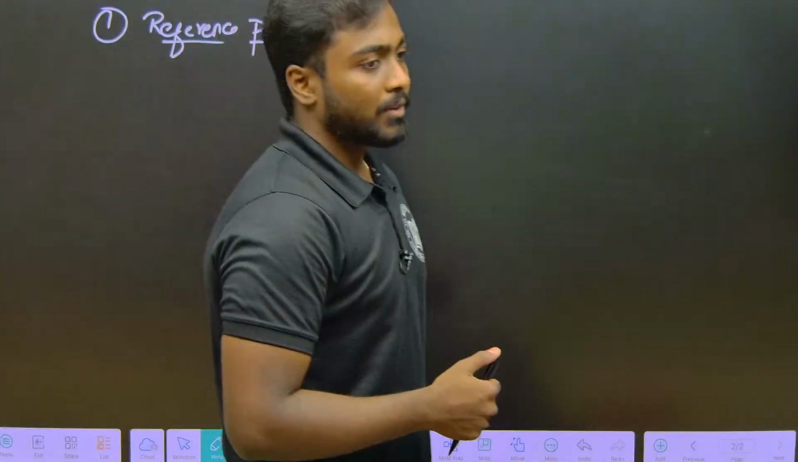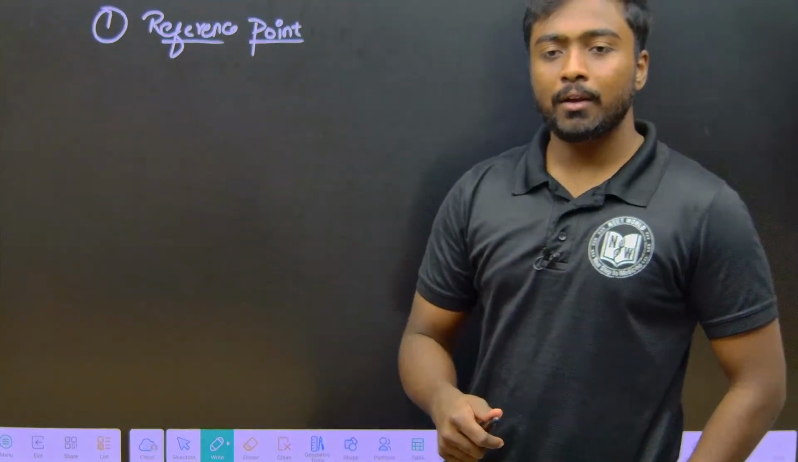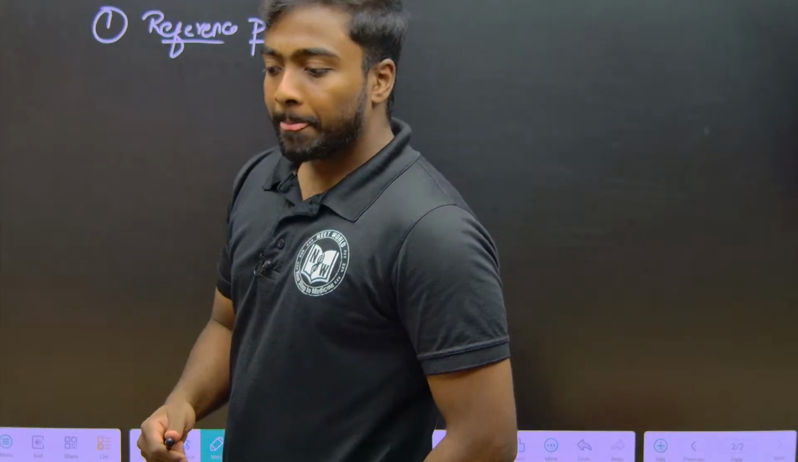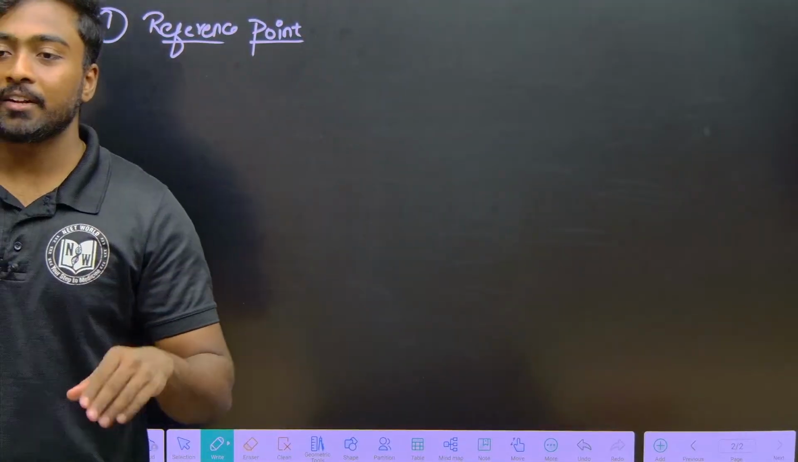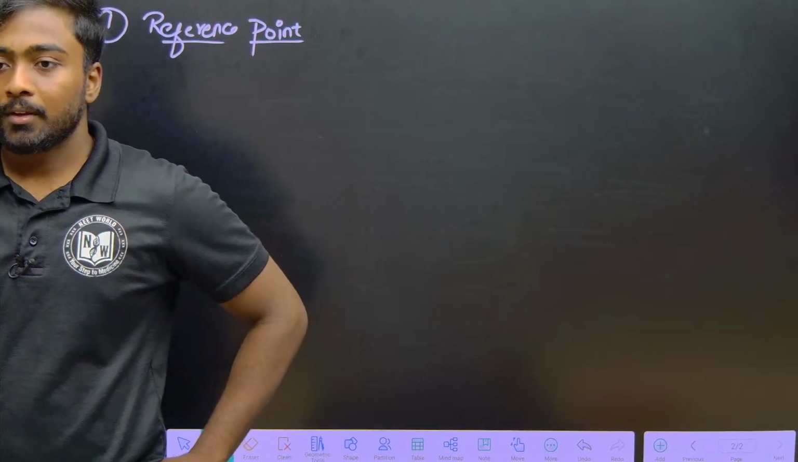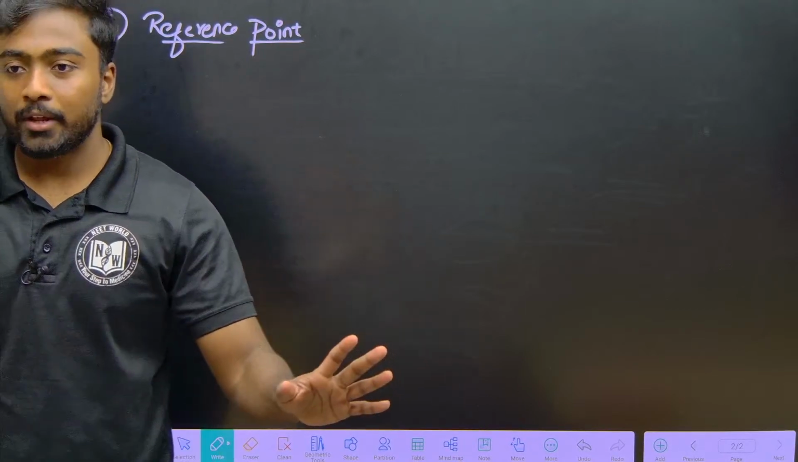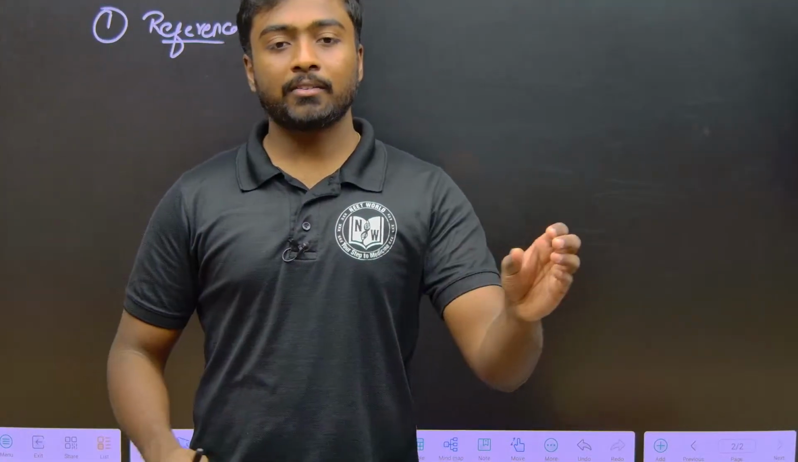Suppose how can we say an object is moving or an object is at rest? With respect to its surroundings. With respect to its surroundings means, if I take a person A, and person B is running with some speed, I can say person B is running with respect to person A.